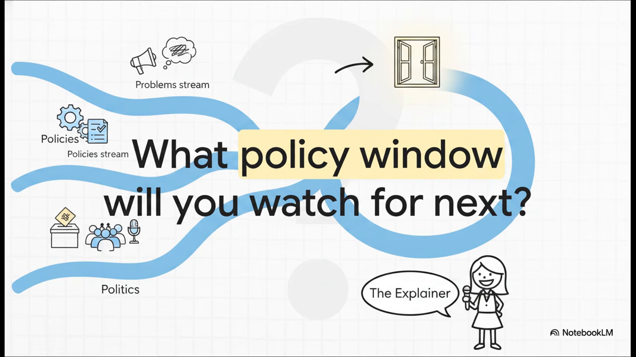Understanding this framework gives us a totally new, incredibly powerful lens for viewing political change. It's not a rational assembly line. It is the opportunistic art of navigating independent rivers of problems, policies, and politics. So, with these streams constantly flowing around us every single day in the real world, what policy window will you be watching for next?